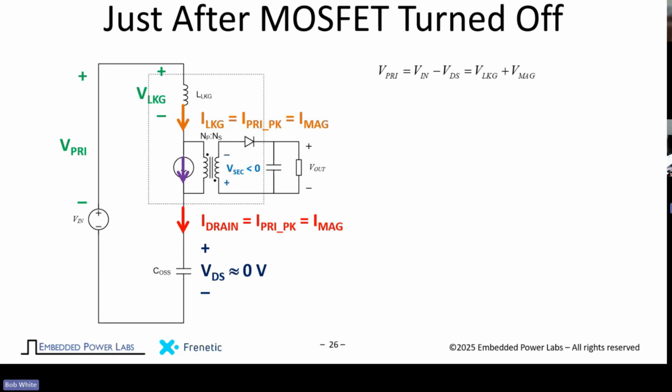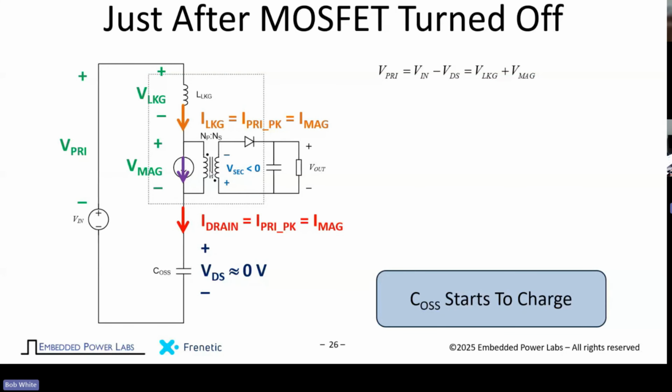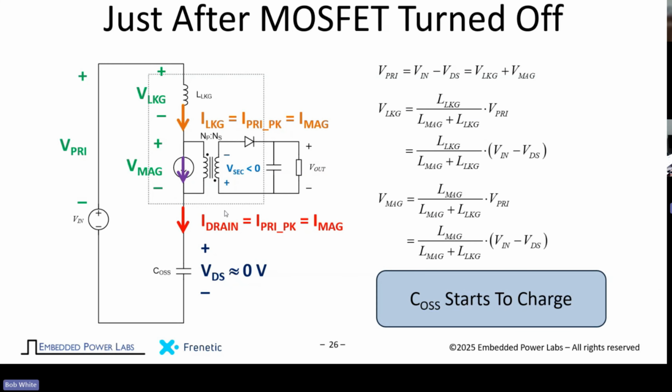Now, the voltage that's applied to the primary is split between the leakage inductance and the magnetizing inductance. These two inductances form an inductive voltage divider. We're starting to charge the capacitance, but the primary voltage is split. We have the leakage over the sum, which is a voltage divider term, and that voltage is applied here.